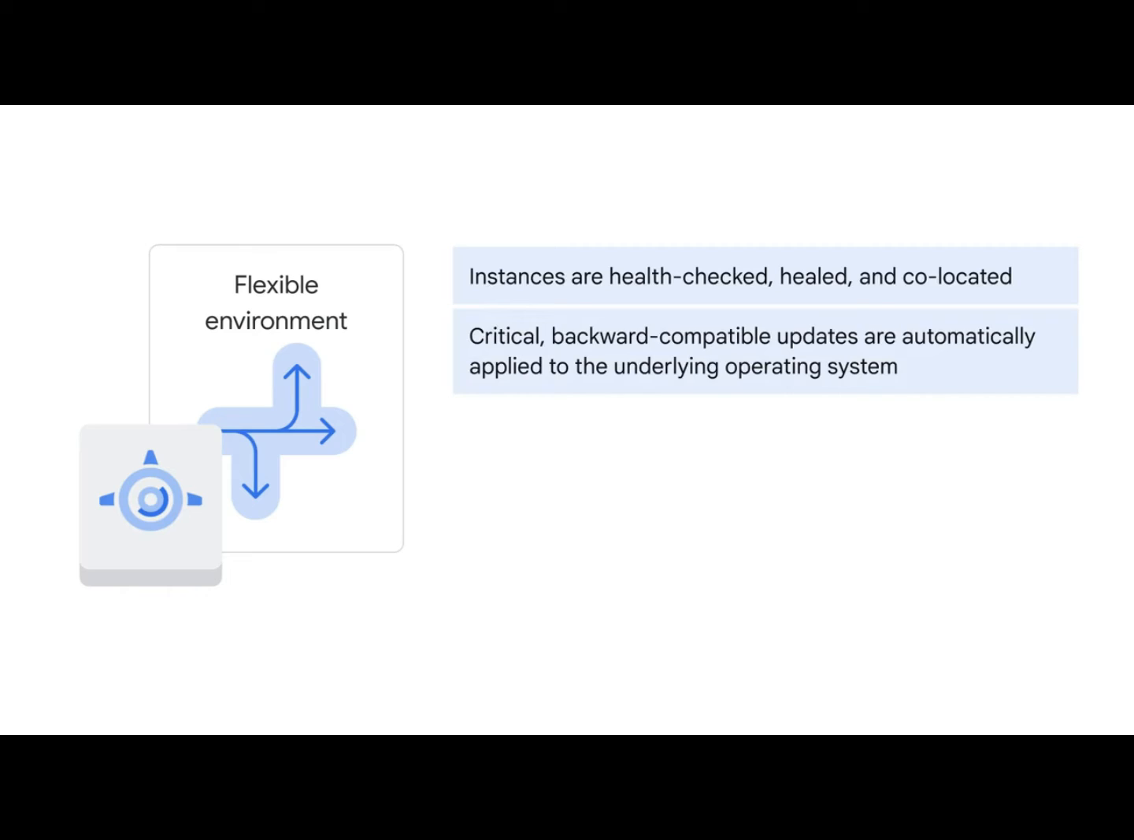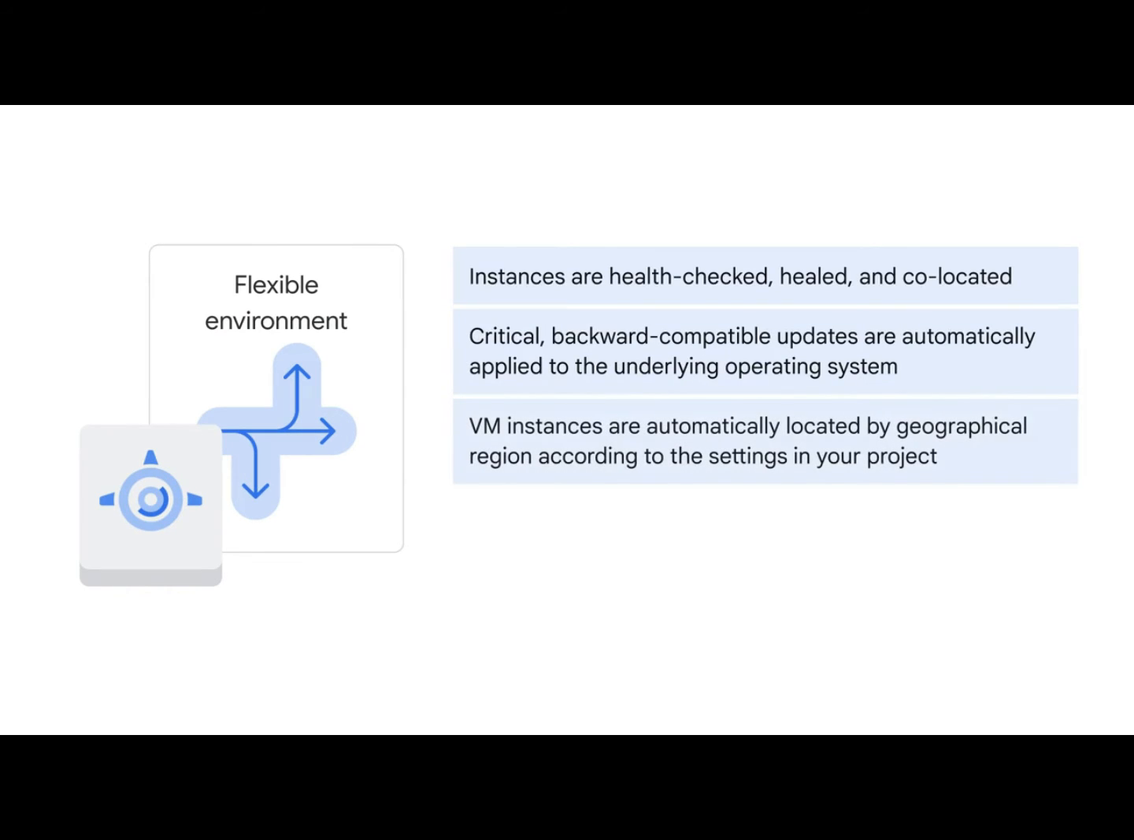Critical backward-compatible updates are automatically applied to the underlying operating system. VM instances are automatically located by geographical region according to the settings in your project. Google's management services ensure that all of a project's VM instances are co-located for optimal performance. And VM instances are restarted on a weekly basis. During restarts, Google's management services will apply any necessary operating system and security updates.